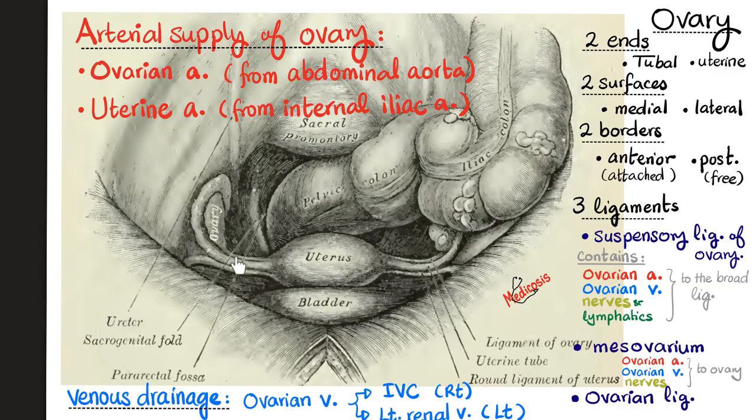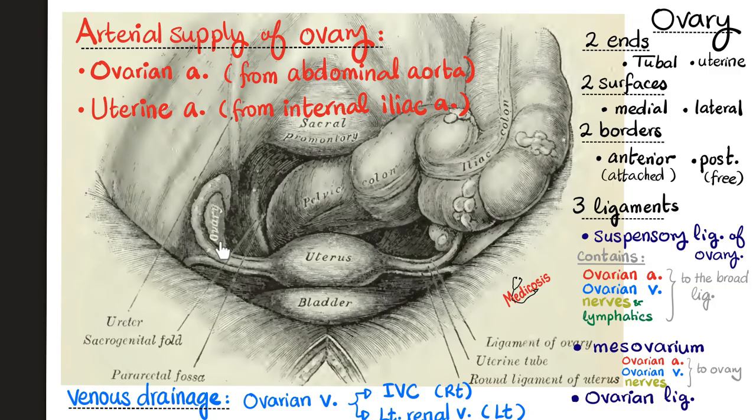Uterus is in the middle, and these are the fallopian tubes, and this is the ovary. Each ovary has two ends. One of them is closer to the fallopian tube. We call this the tubal end. The other end is closer to the uterus, so it's called the uterine end. The ovary has two surfaces. There is medial and there is lateral.